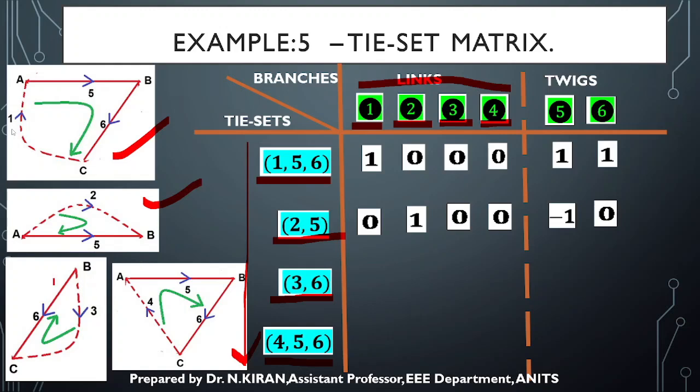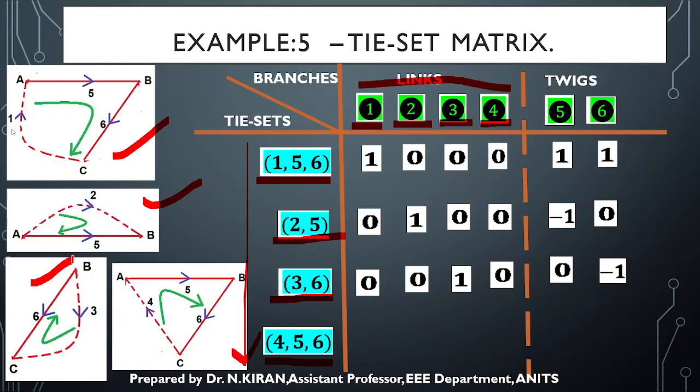Now coming to my third tie set, 1 and 2 are nowhere related to this tie set, so it is 0. The third link is in the same direction as the loop direction, so +1. The fourth link is nowhere related, so 0. The fifth twig is also nowhere related to this tie set, so it is 0. The sixth twig is in the opposite direction of the loop direction, so it is -1.